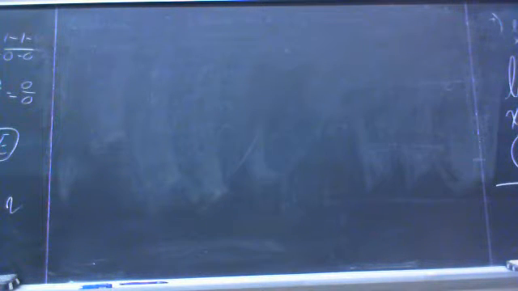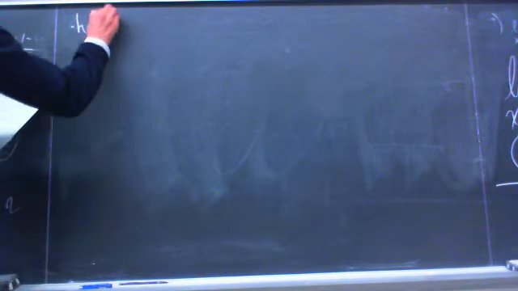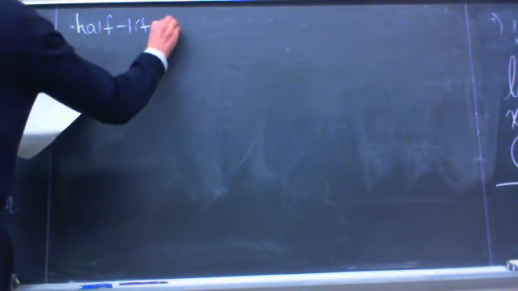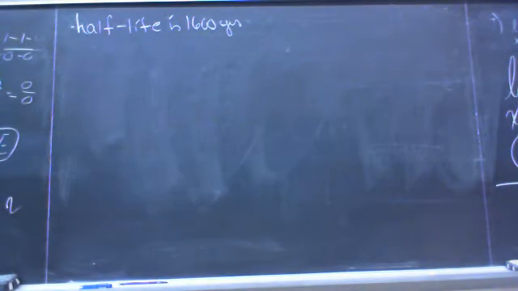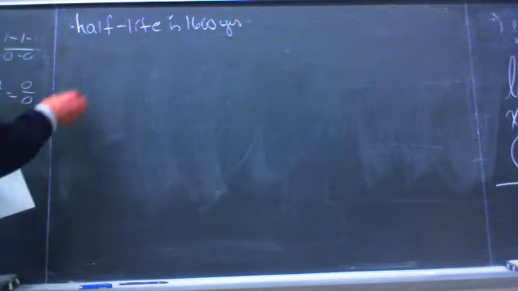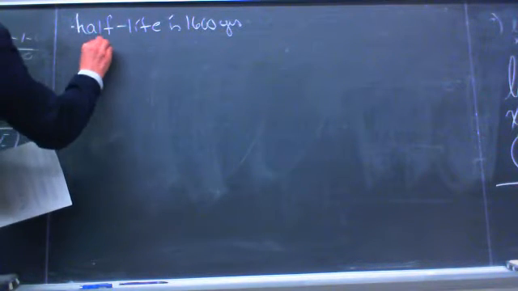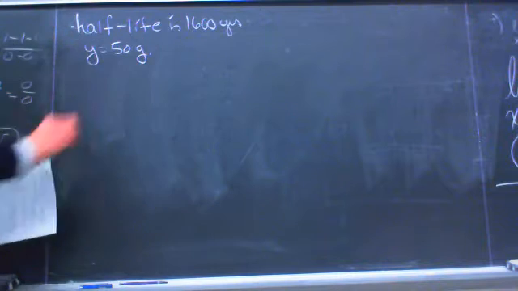Are you with me? So let's take inventory. In this problem, the half-life is 1,600 years. Agreed? How much did we start with, everyone? We're starting with 50 grams. So initially, y equals 50 grams.